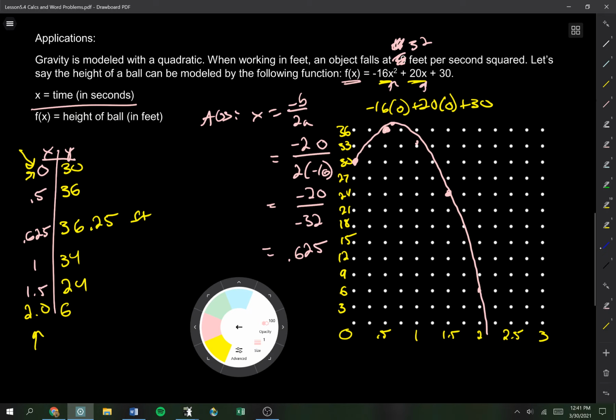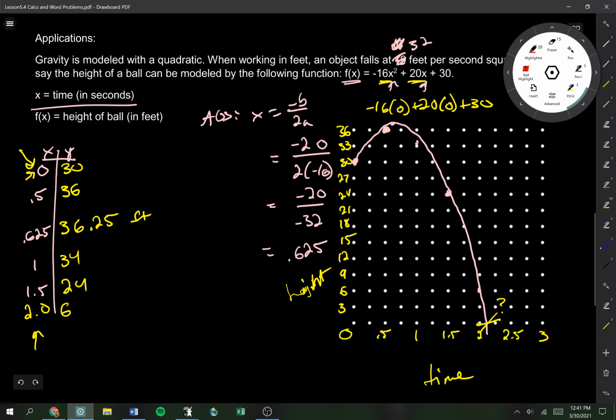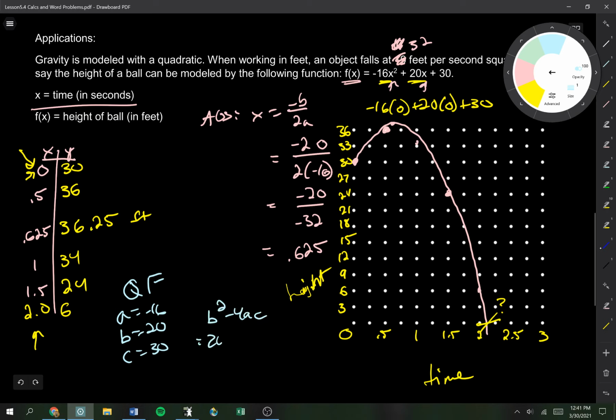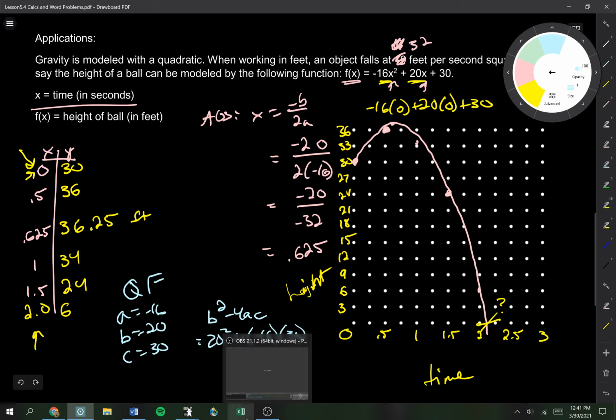It's a very good picture of what's happening with the ball, where the x-axis is time and the y-axis is height. What I want to do, though, is figure out when does the ball hit the ground? What is this point right here? To find when the ball hits the ground, I'm going to run the quadratic formula with my equation, where my a value is negative 16, my b value is 20, and my c value is 30. So it becomes b squared minus 4ac, which is 20 squared minus 4 times negative 16 times 30. And that's something I'm definitely going to do in my calculator.